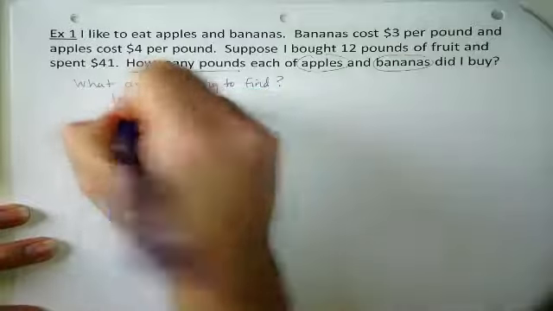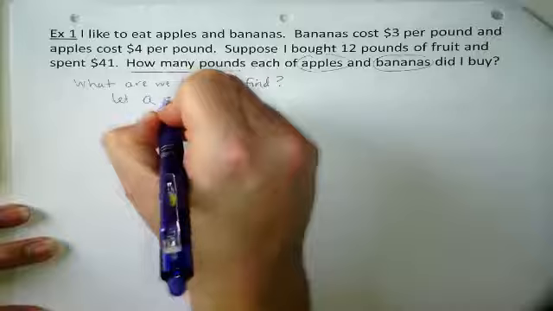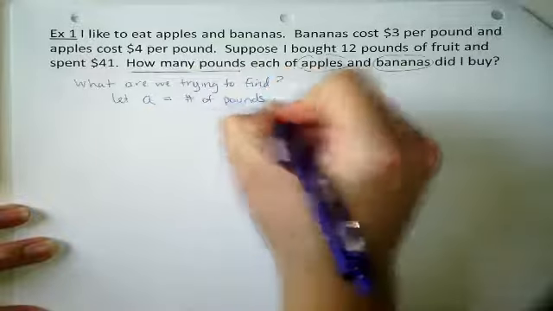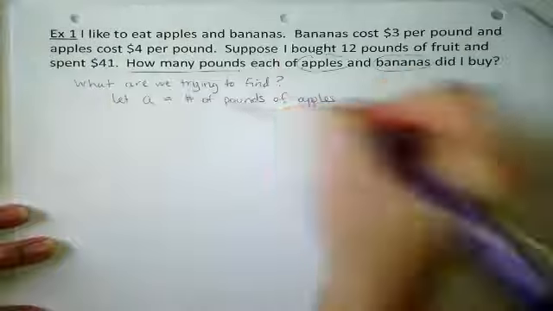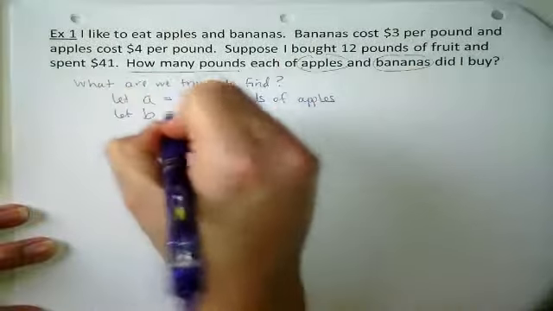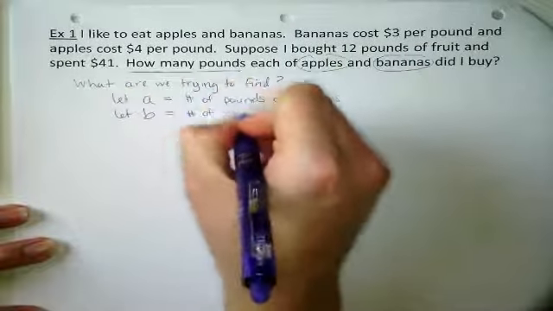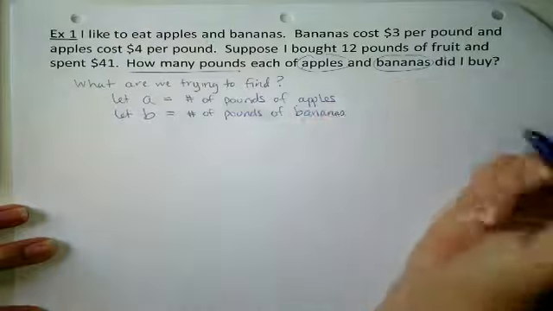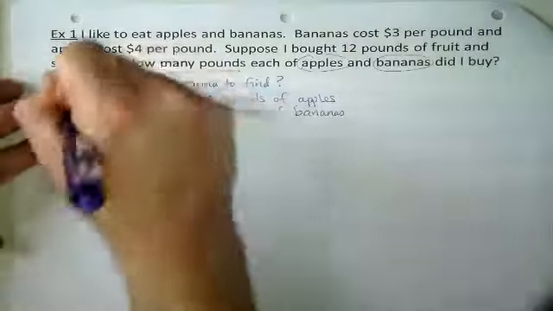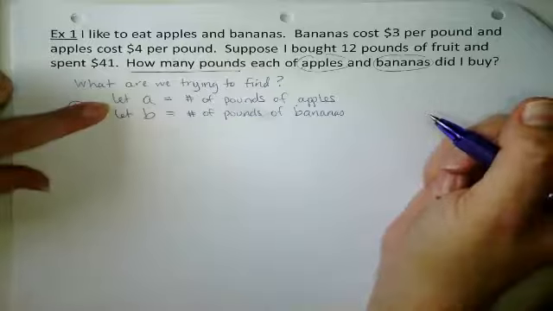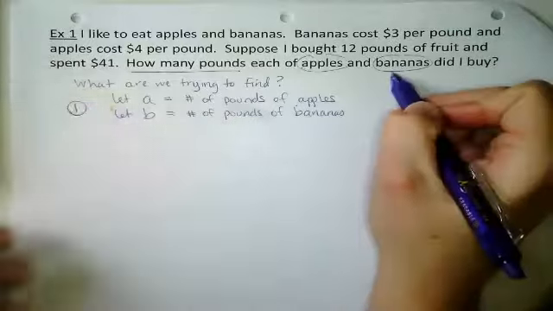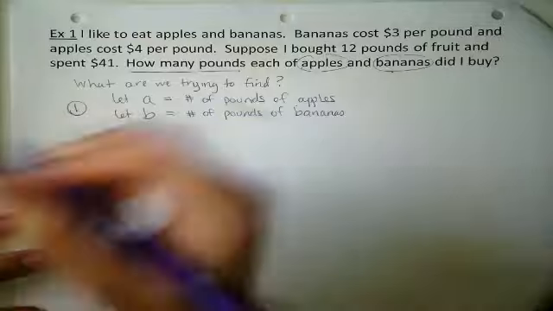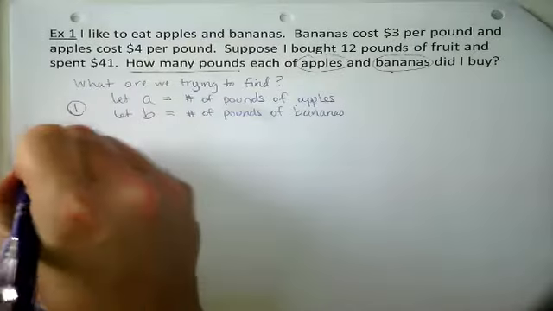So we're going to let A equal the number of pounds of apples that I buy. And we're going to let B equal the number of pounds of bananas I buy. And this is always a good first step. It's called define your variables, and it comes from the question, really simply. Now, we're actually going to do some reading, and we're going to see if we can set up some equations. So the second step is to set up some equations.